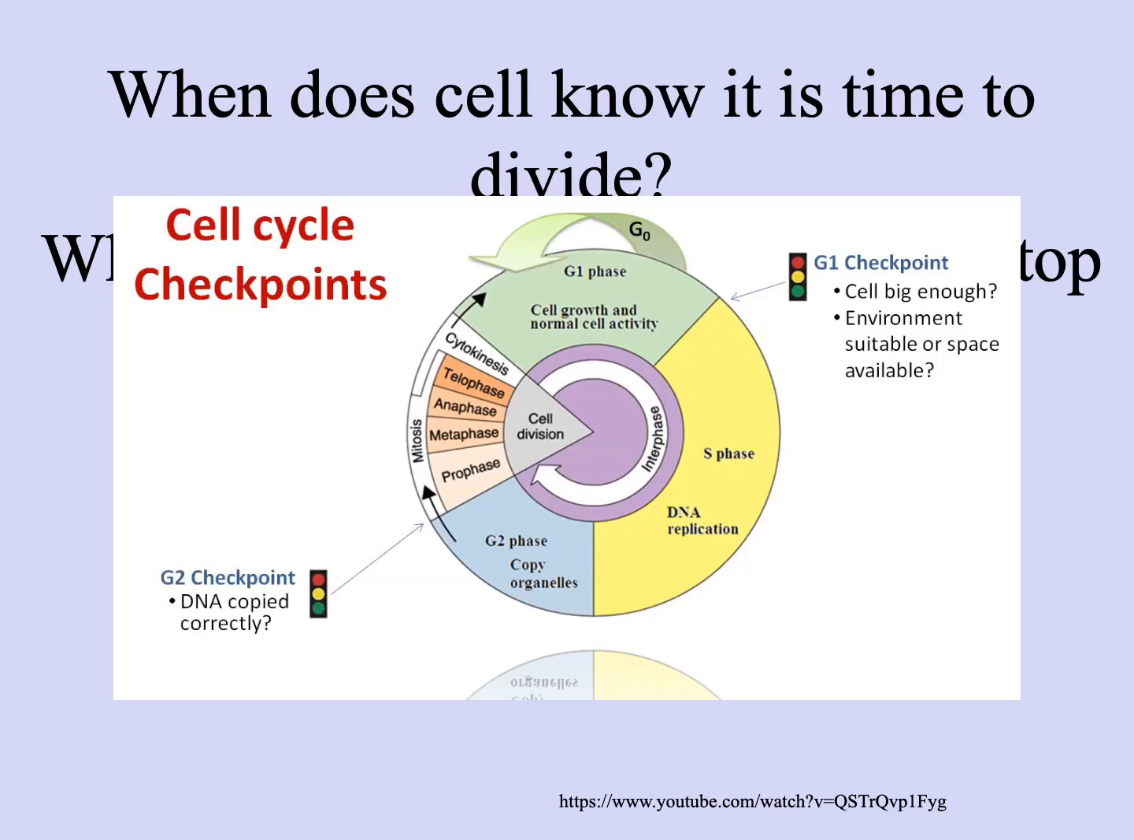The next checkpoint is called the G2 checkpoint, which is primarily concerned with DNA being copied correctly. The third checkpoint is called the metaphase.